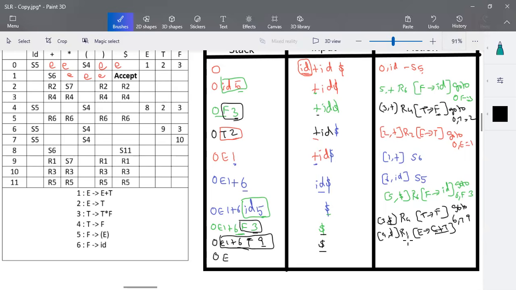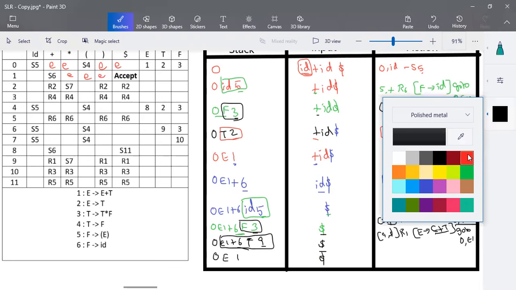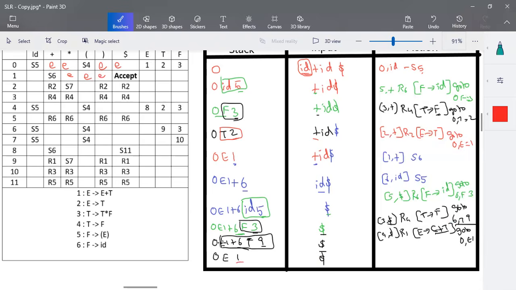Okay, and each and every reduce operation is followed by a go to operation, and where we are going to perform this go to here, we are going to perform go to operation between the last two elements, that is 0 and E. So what is 0 comma E here? 0 comma E is 1. So state 1 will be pushed into the stack here and we'll have a dollar symbol. Okay, so the next possible transition is we have to check what is there in 1 comma dollar. So what is there in 1 comma dollar? It is accepting criteria. The input will be accepted here.